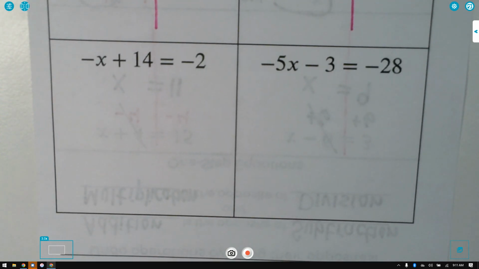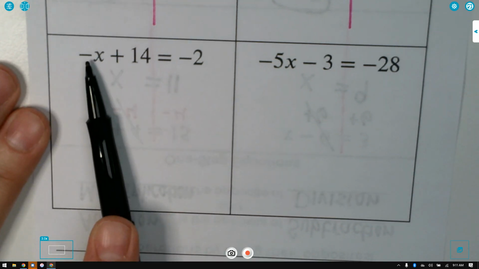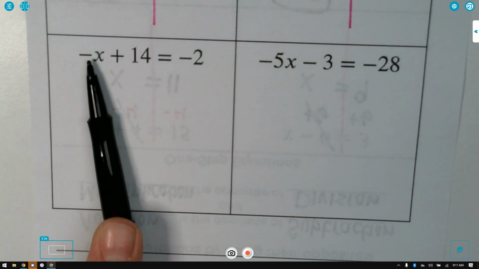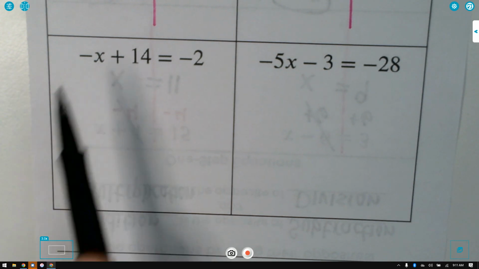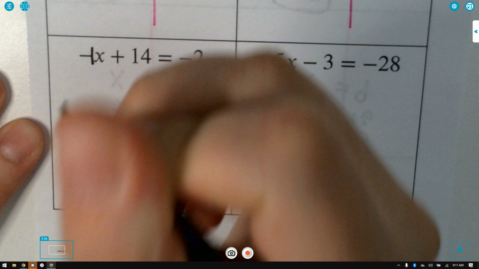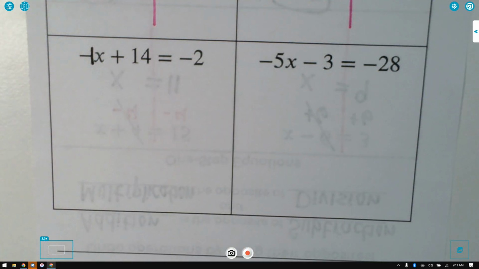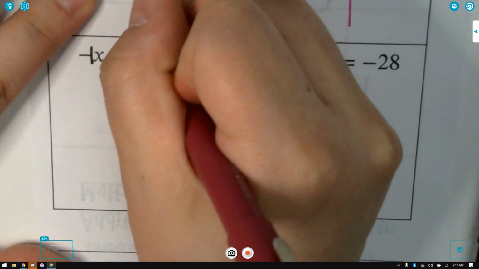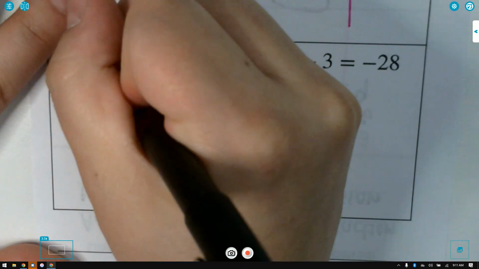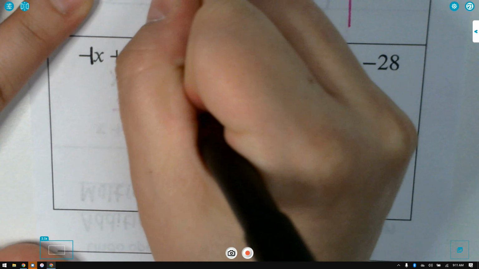Okay, this next one is kind of tricky. We are missing a number here. What number is right here? 1. If I have an x by itself, I have 1x. If I have negative x by itself, it's negative 1x. So in this case, it's negative 1x. So the next thing I'm going to do is subtract 14 from both sides. I solve it the same way once I get that negative 1 plugged in. So I'm going to subtract 14 from both sides.